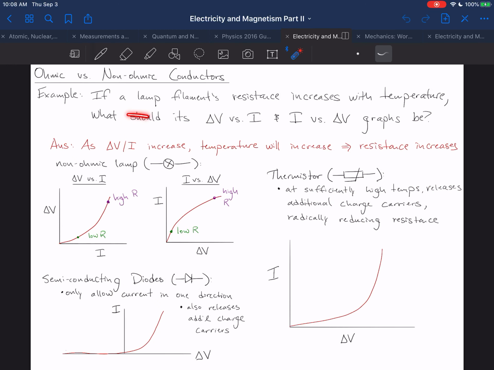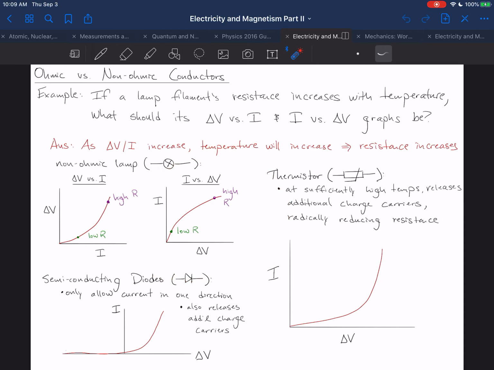All right, so as delta V or I increases, you crank up the potential difference and you crank up the current, the temperature of that filament will increase, and that means the resistance increases. And so a non-ohmic lamp will go from having that first slope to having that second one. So let's consider these points. If this is delta V versus I, then a low resistance conductor will, for a given value of delta V, have a smaller resistance and therefore a higher current, farther along this axis. Whereas a point right here requires more and more delta V to increase the current.